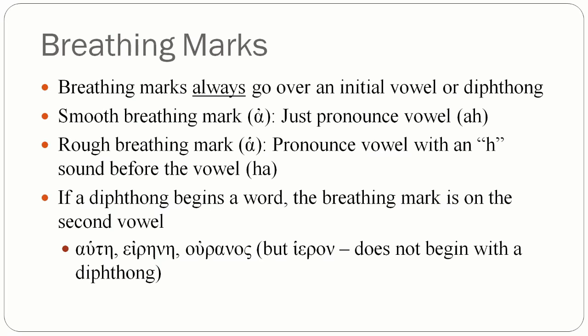Last word there, omicron, upsilon, rho, alpha, nu, omicron, and the final sigma form there. Because sigma appears at the end, you get the final sigma. And this one has a smooth breathing mark over the upsilon, over the diphthong, omicron, upsilon. And so that diphthong is pronounced oo. So this is pronounced uranos. Okay, uranos. This is the word for sky or heaven.